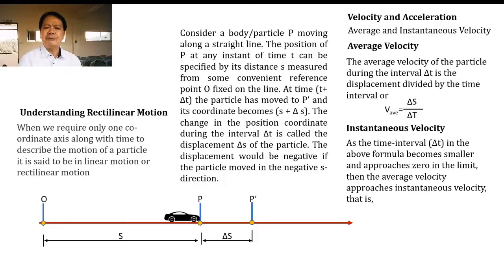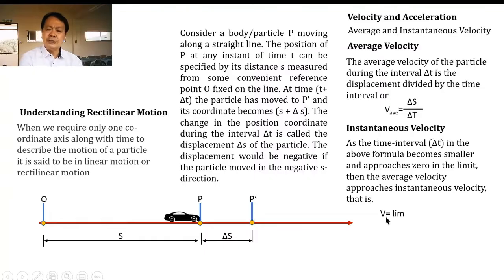As the time interval delta t in the above formula becomes smaller and smaller and approaches zero in the limit, then the average velocity will approach what we call the instantaneous velocity. Kaya kung susulat natin siya, ganito ang representation ng instantaneous velocity.